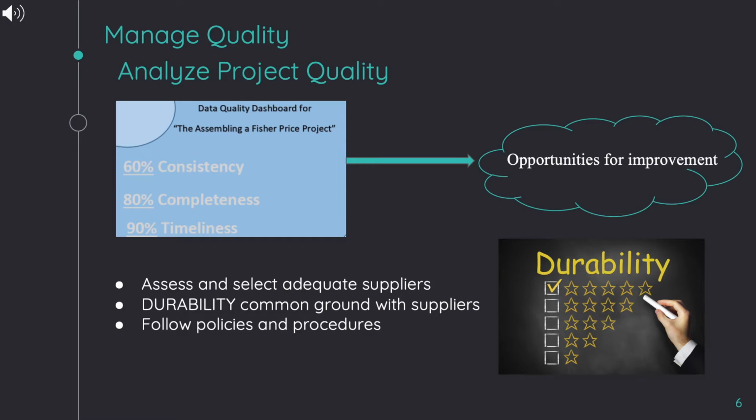To improve and increase the percentages of the data quality, we consider that the best practices are to assess and select adequate suppliers, to talk about the concept of durability and establish a common ground with suppliers about what this important concept means, and follow policies and procedures established in the project management plan.